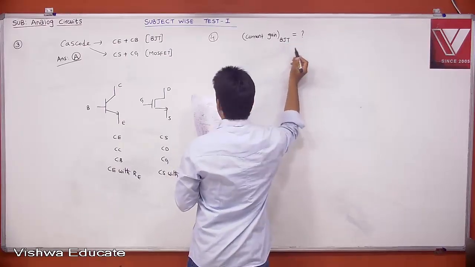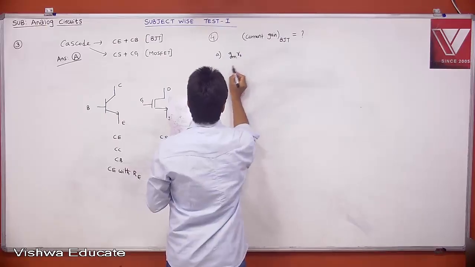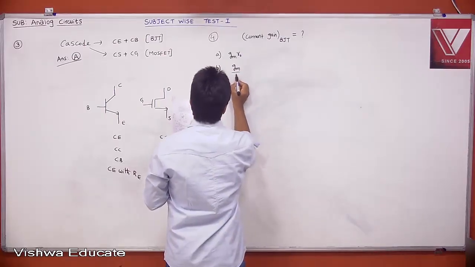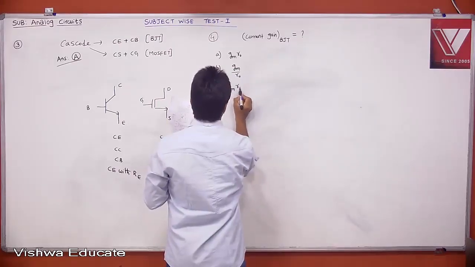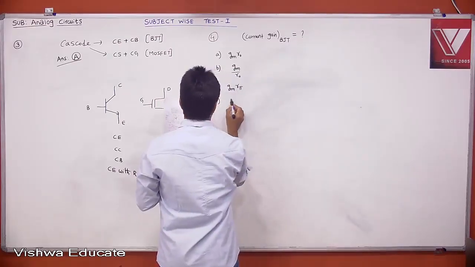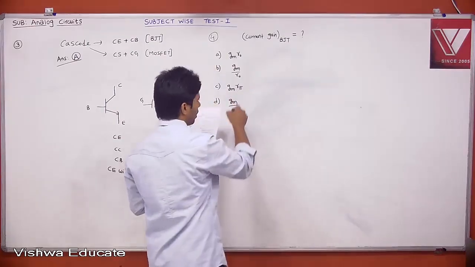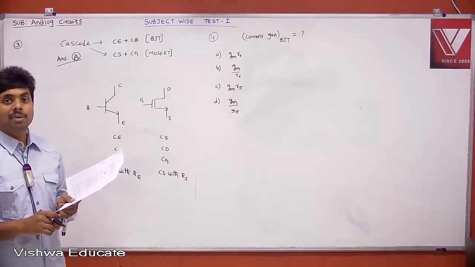He has given multiple options. Let us say option A, GM into R naught. This is voltage gain, not current gain. Option B, GM by R naught. Option C, GM into R pi. Option D, GM divided by R pi. See, the R pi is nothing but your input resistance from the hybrid pi model.